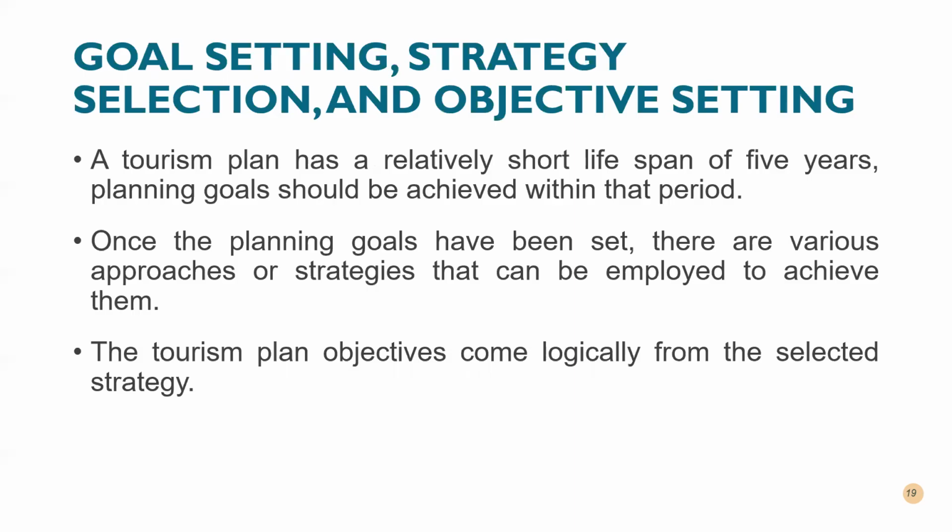A tourism plan has a relatively short lifespan of 5 years. Planning goals should be achieved within that period. Once the planning goals have been set, there are various approaches or strategies that can be employed to achieve them. The tourism plan objectives come logically from the selected strategy. Make sure that your objectives are SMART. SMART means specific, measurable, attainable, realistic, and time-bound.